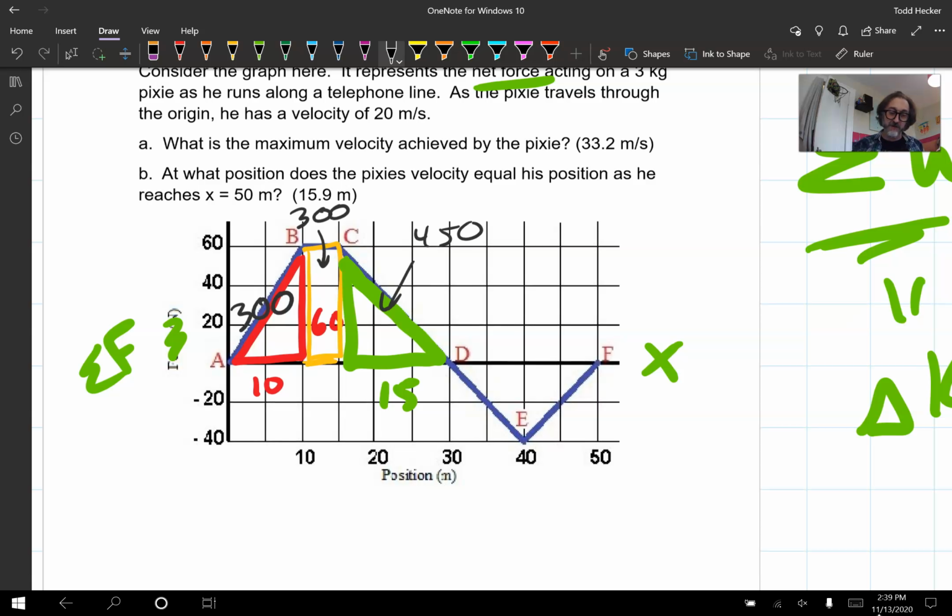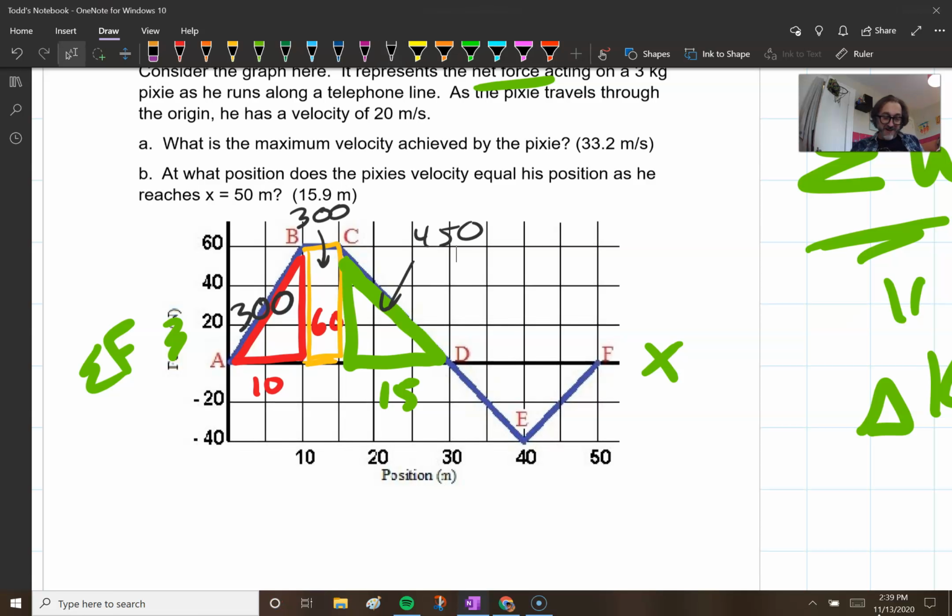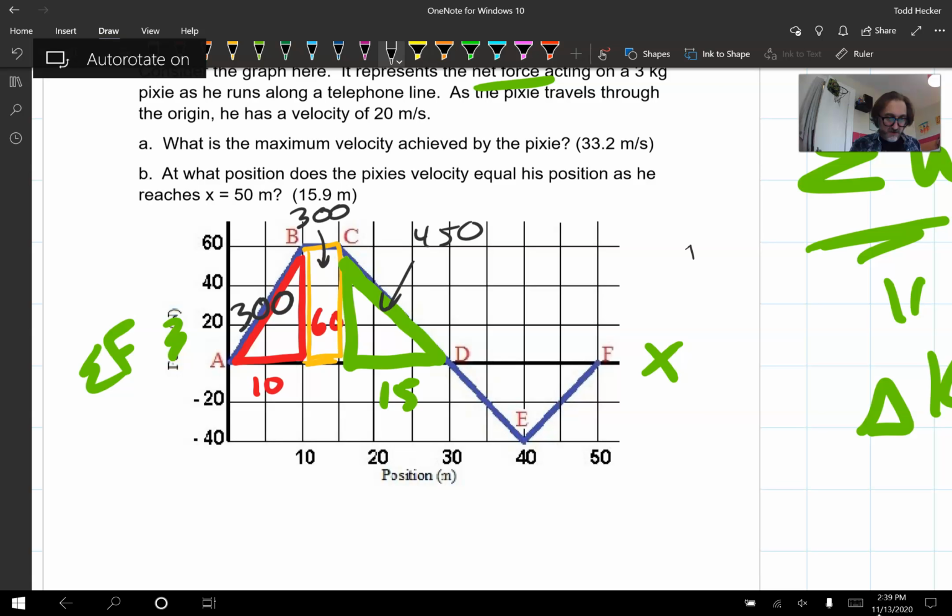Notice those are all positive areas. So for all three of those little zones that I just found, we are gaining kinetic energy, right? So we have a positive force that's going to cause positive acceleration. It's going to cause an increase in velocity, okay? So we're going to be gaining energy.